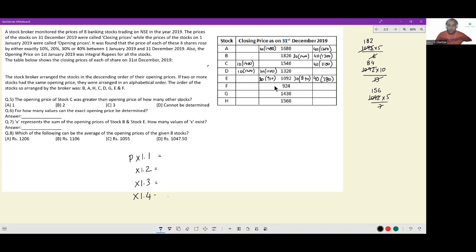3 cases possible. 924, again fun. Because is this divisible by 12? 12 into 25 is 300. So 300, 300, 300 gets me to 900. In addition to that, I also have 24 extra. So wonderful. This is divisible by 12. So a 20% increase is possible.